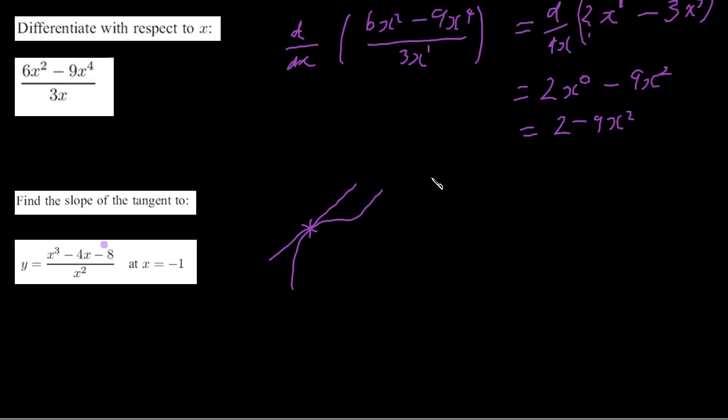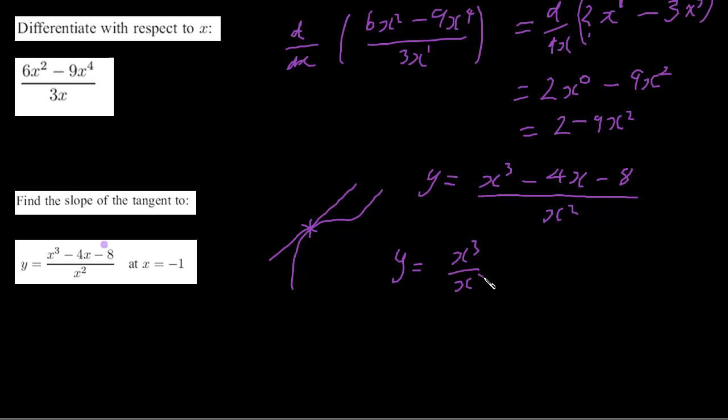So if we've got y equals x cubed minus 4x minus 8, all divided by x squared. Now we need to rewrite that as single powers of x. So let's just split the fraction up. Effectively we've got x cubed over x squared minus 4x over x squared minus 8 over x squared. I'm going to show you another way to cancel down these fractions.